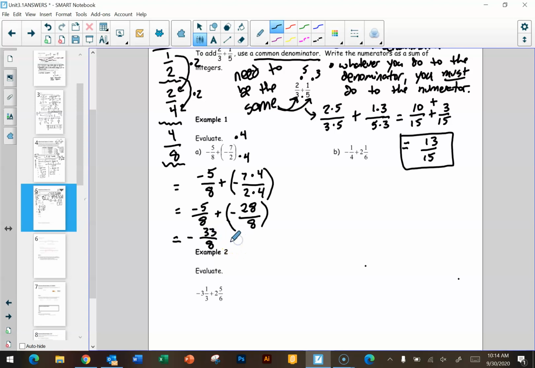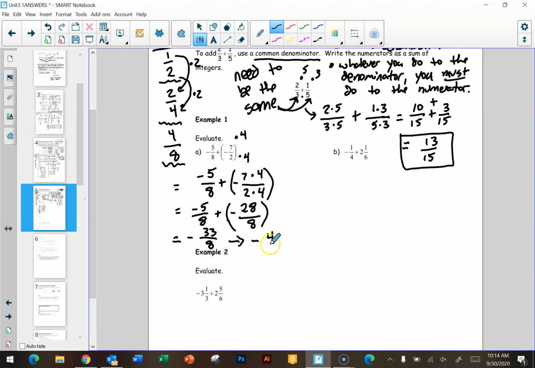And what I recommend on these is, it's not wrong if you leave it as negative 33 over 8. But typically in the math world, we like to write anything that we can as a mixed number if we can. So because the numerator is higher than the denominator, we know we can write this as a mixed number. How many times does 8 fit into 32? Okay, or 33? It'll fit in 4 times, because 4 times 8 is 32, which is still less, right? So we know that this is going to be negative 4 as the big number.